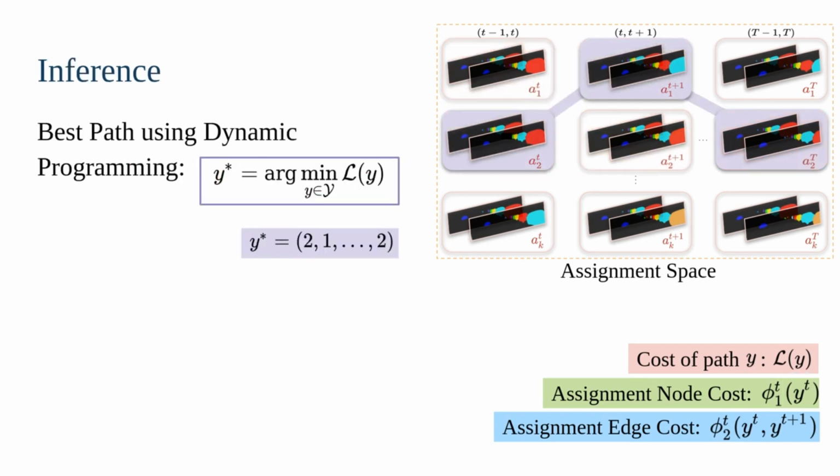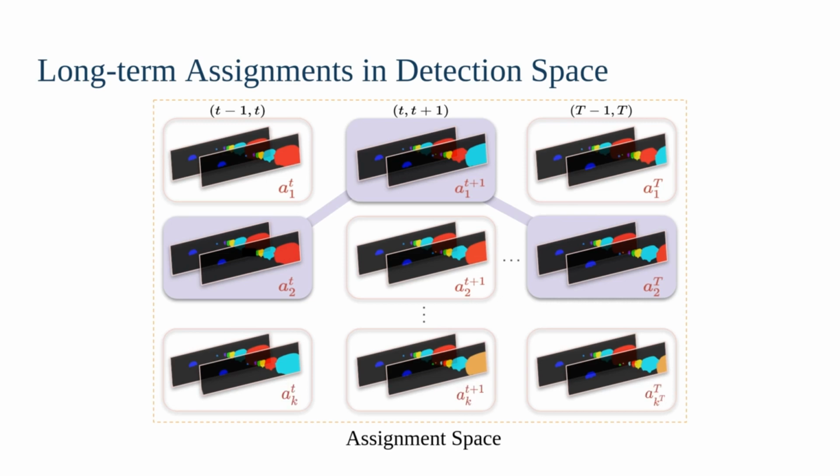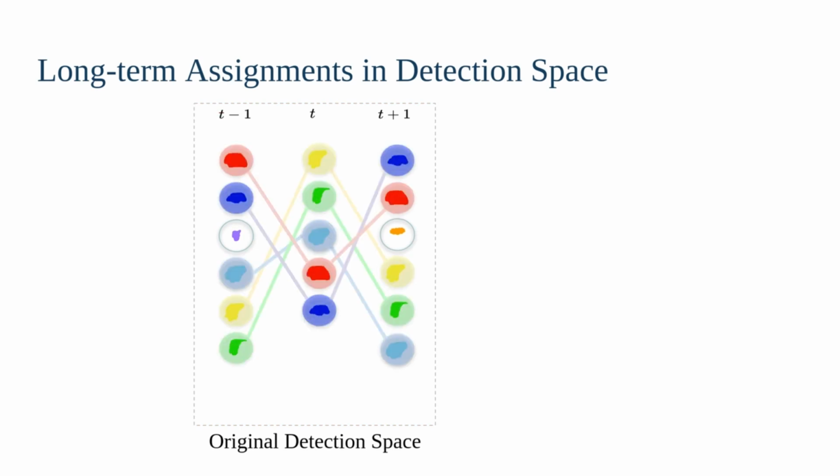We can directly apply classical dynamic programming to get the global minimum cost path y star. Note that the total cost L depends on the tracking parameters lambda and deepnet parameters theta. We can jointly train lambda and theta using standard structured prediction. After getting y star from the inference step, we use the corresponding assignment matrices to go back to the detection space and link objects over time.